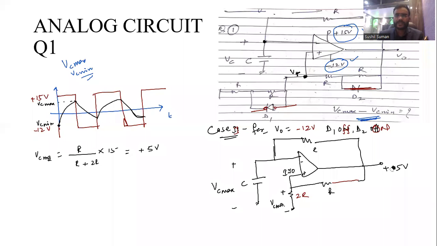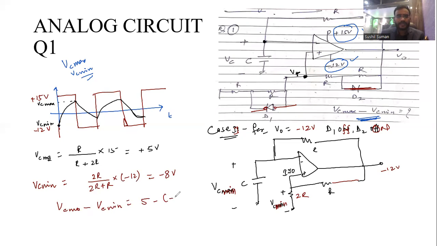Now in this case, this is case 2, V naught is minus 12 volt. So this VC max becomes VC minimum. VC minimum is equal to 2R upon 2R plus R into minus 12 volt, and this becomes minus 8 volt. So VC max minus VC min is equal to 5 minus (minus 8), and this becomes 13 volt. So the answer will be 13 volt.